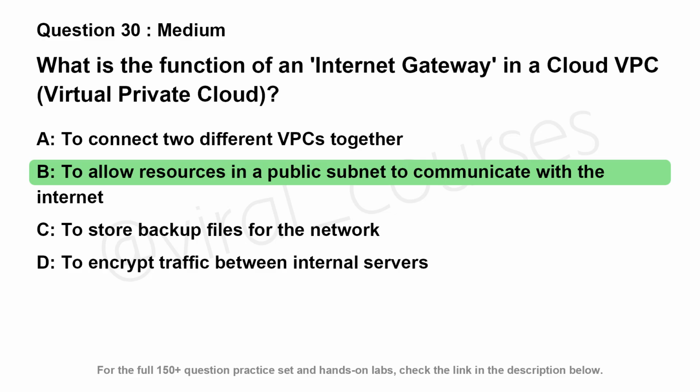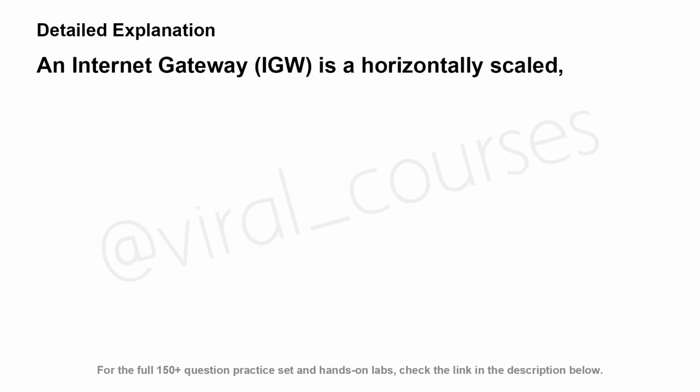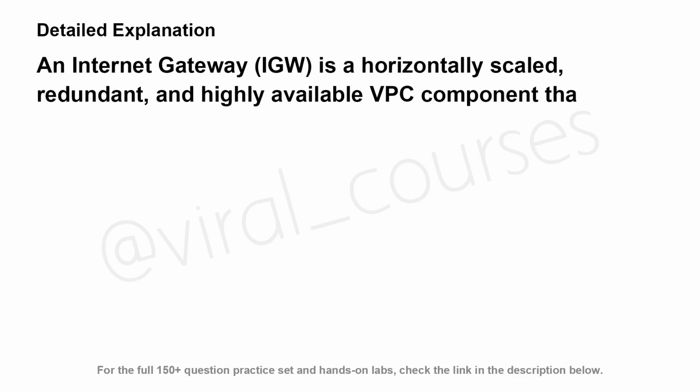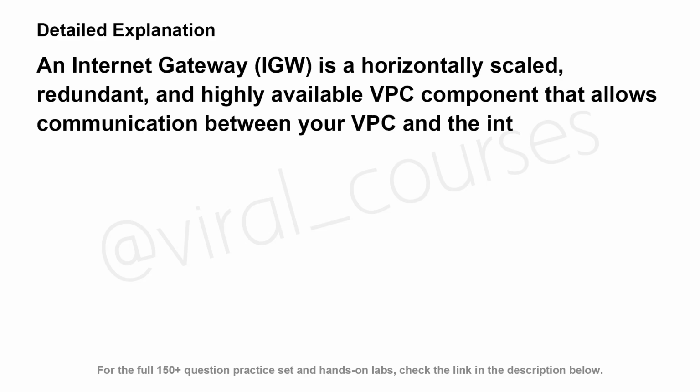The correct answer is B. An Internet gateway, IGW, is a horizontally scaled, redundant, and highly available VPC component that allows communication between your VPC and the Internet.